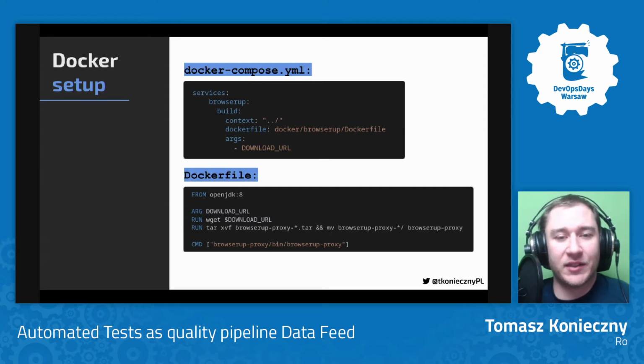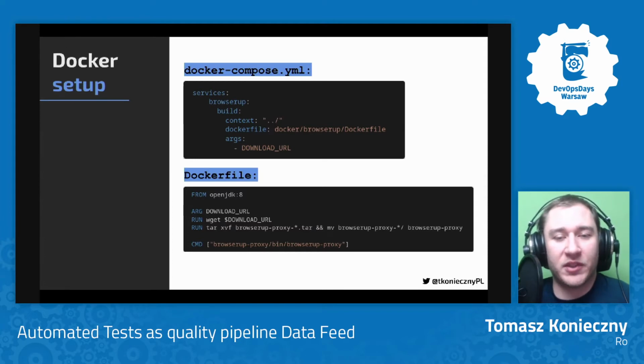And there aren't any ready images, so I had to build a custom one. There's only one argument, the download URL, which here I just pass the binary location. I got it from the GitHub page of this project, and that Dockerfile is really simple. It's based on the manual from the BrowserUp proxy.